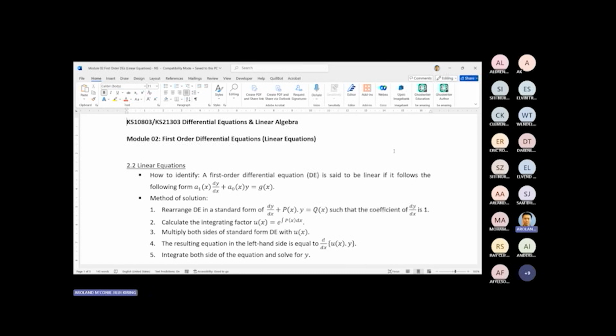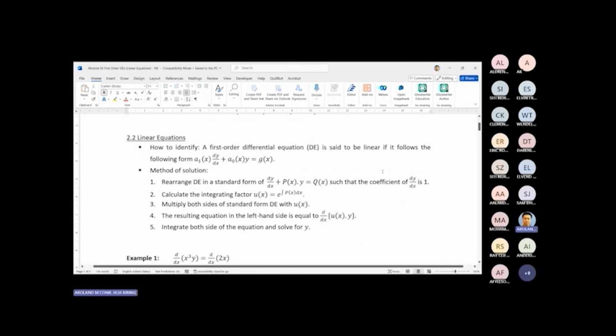But before that, if you have any questions, feel free to unmute yourself and ask whatever questions you have. Okay, we start with this new method first, and once we are done with this method, we're going to look at a few exercises. After that, we are going to discuss what we are going to do next week. Okay, we start with the steps.